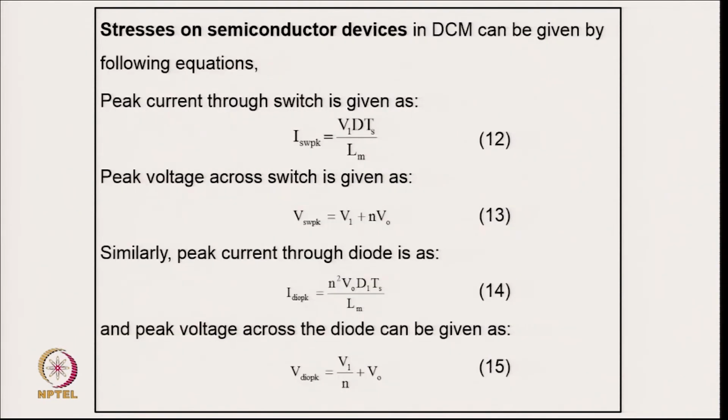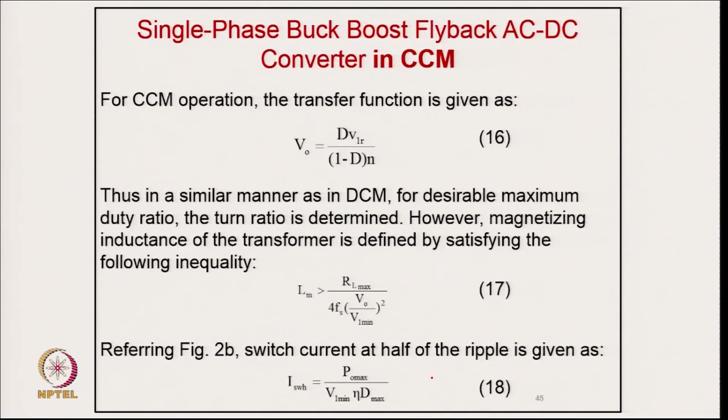The stresses in DCM will be as follows: the peak current of the device will be V1 dTs upon LM, and the switch voltage will be V1 plus eta Vs. That is the reason we call it the sum of input and output, but here the turns ratio also comes into the picture. So, with that it almost comes to double, and the diode current is there, and the diode peak voltage will be from this relation.